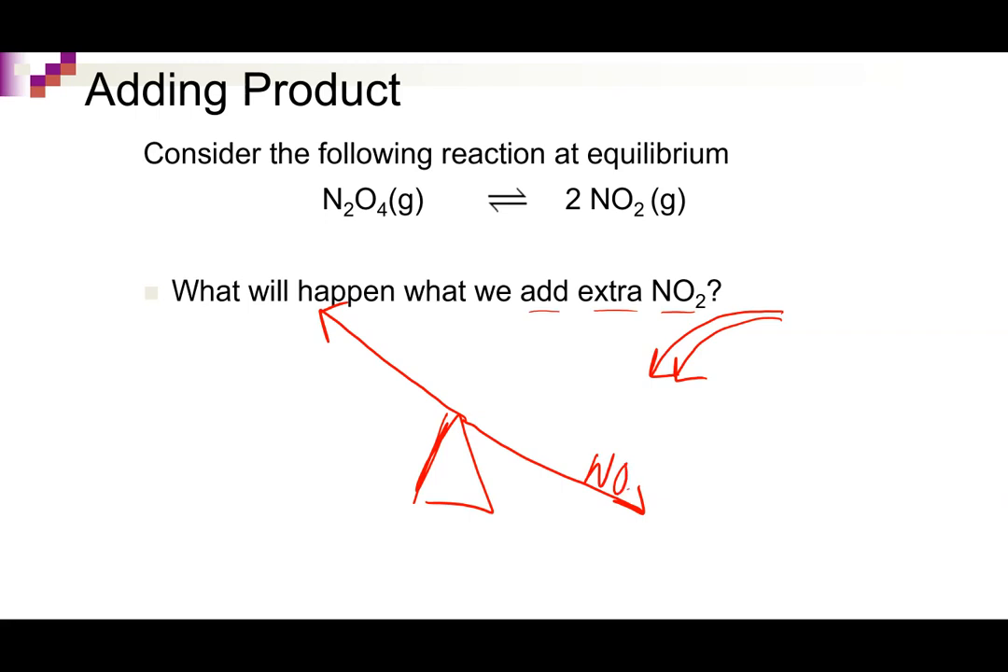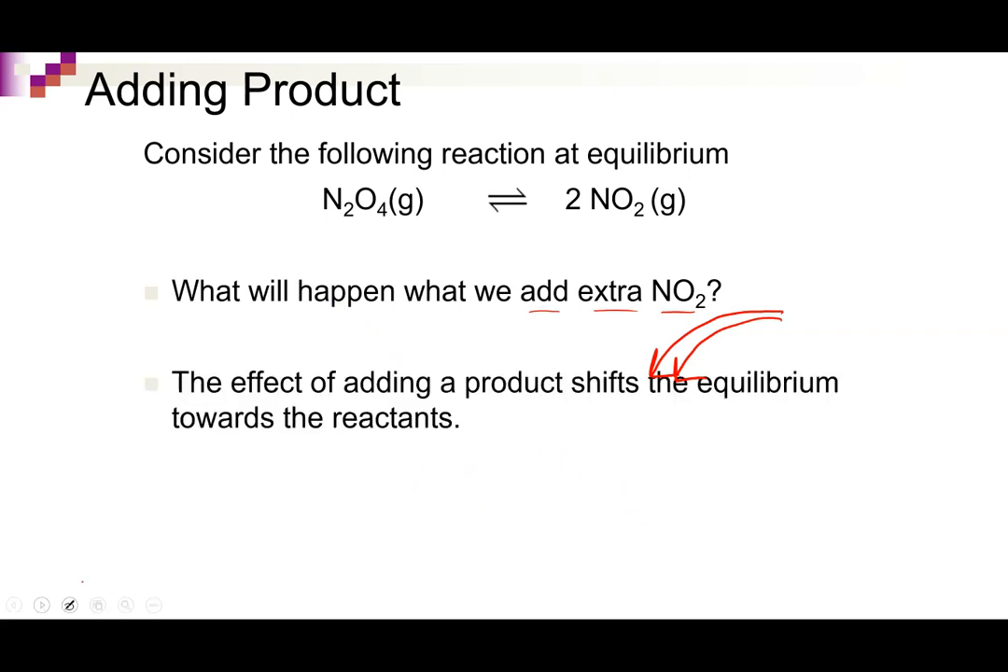So now the stress, now the heaviness is felt on the product side. So it's going to go, whoa, we've got way too much products. Let me shift back towards the reactants to find our equilibrium, okay, to find our horizontal. So adding extra products shifts the equilibrium towards the reactant.